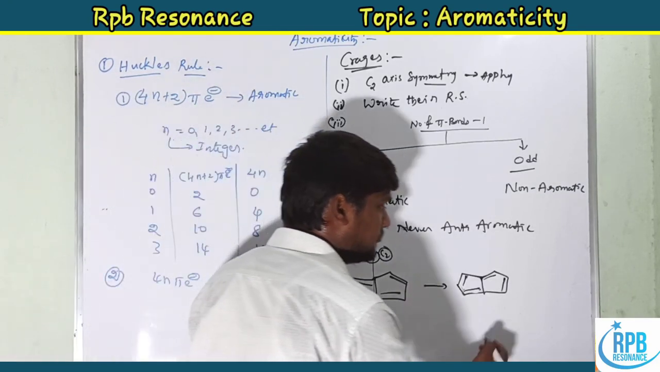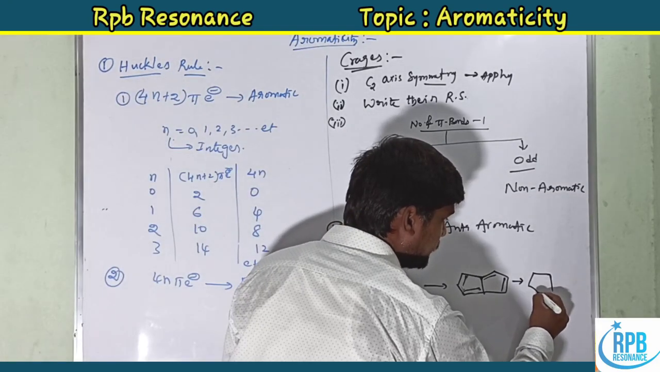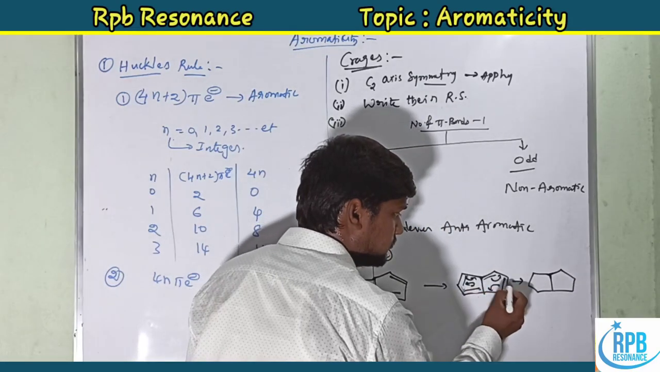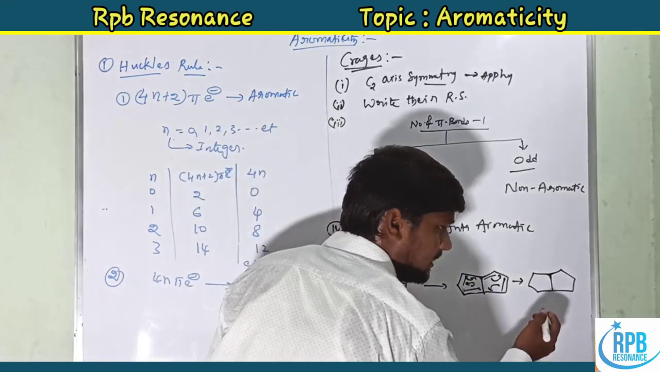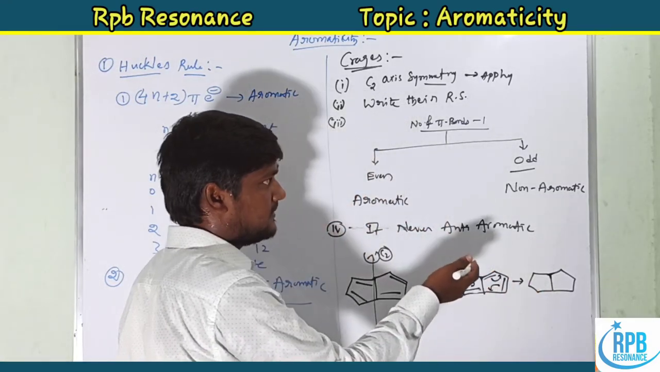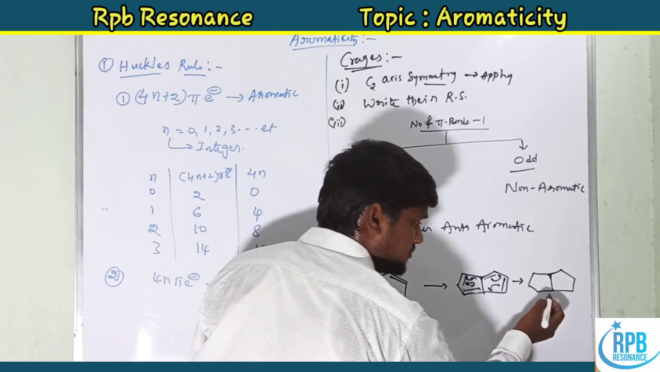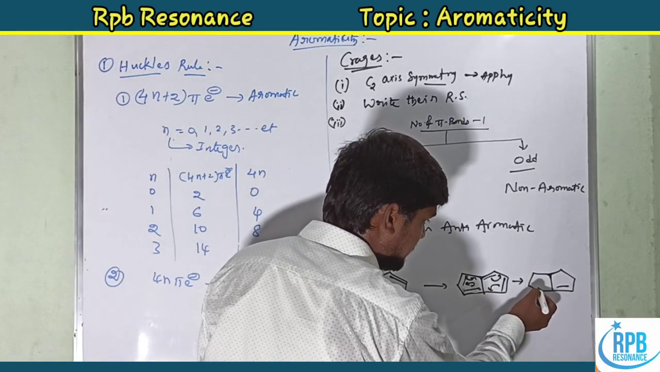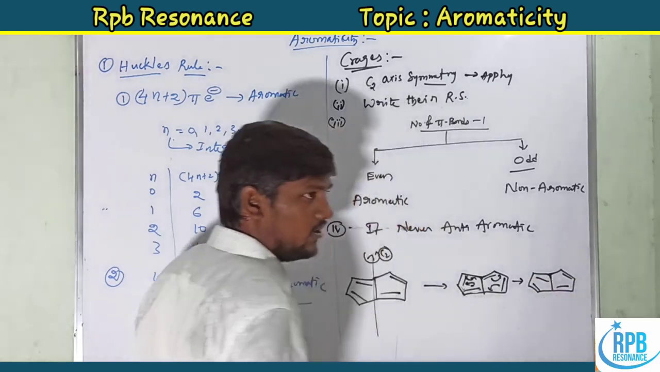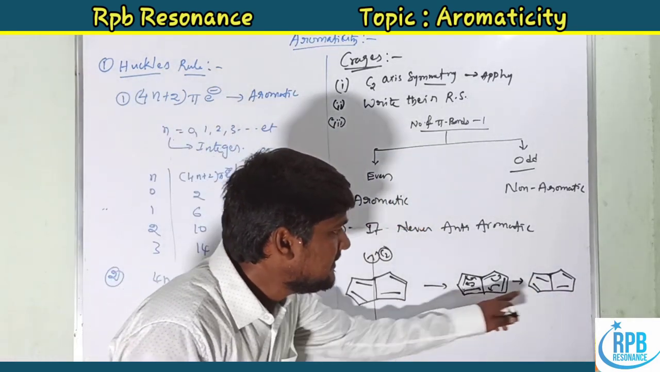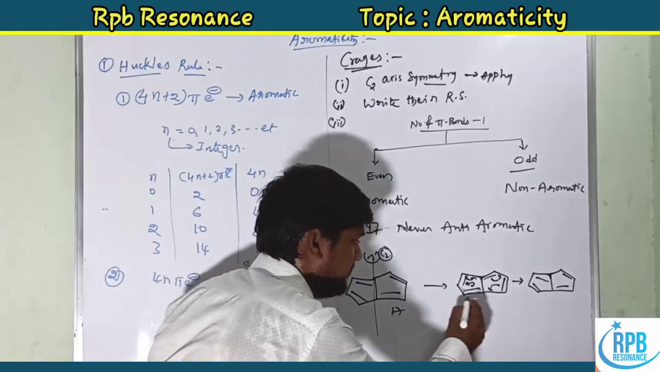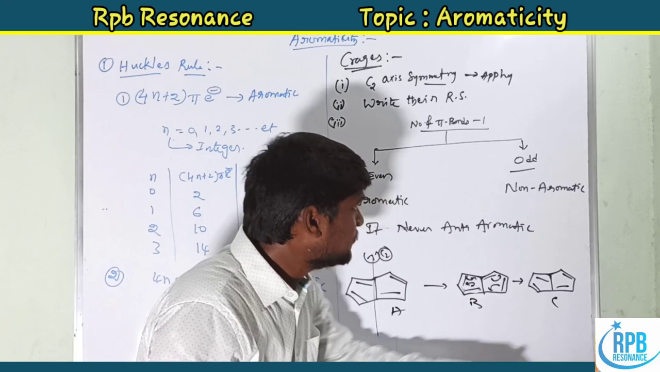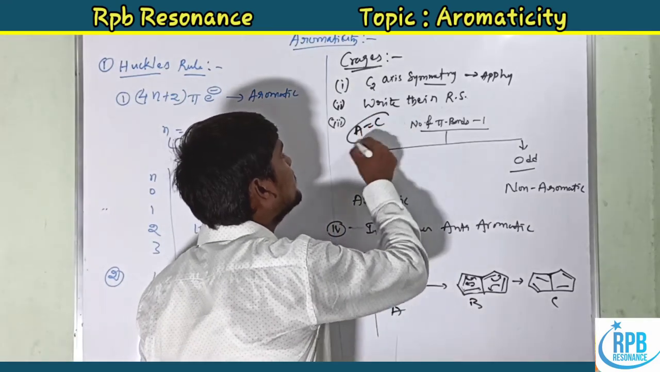After the C2 rotation, we can write the resonating structure. That means here, these types of resonance. If you have any doubts, please refer to the resonating structures, that is mesomeric effect. So here it is a double bond, double bond, double bond. Let us label it as A, B, C. After writing the resonating structure, if A is equal to C, then only it is applicable.